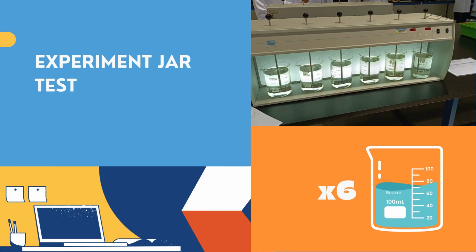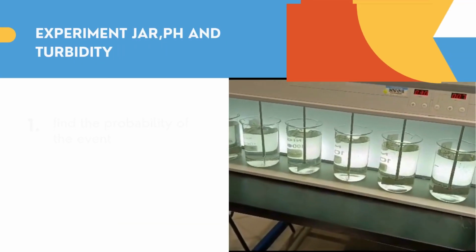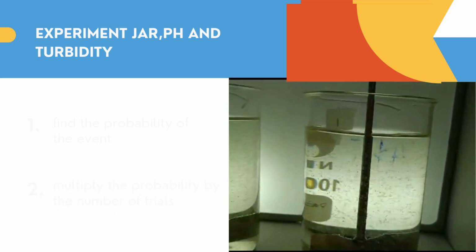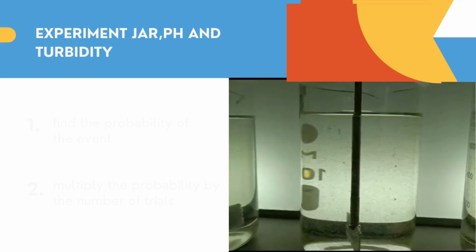For the jar, pH and turbidity test experiment, first we need to measure the pH and turbidity value of the water sample. Then we need to fill 6 different jars and add coagulant to the 6 jars. Then place the 6 jars in the stirrer for 23 minutes. After the process, we need to take the pH and turbidity values.